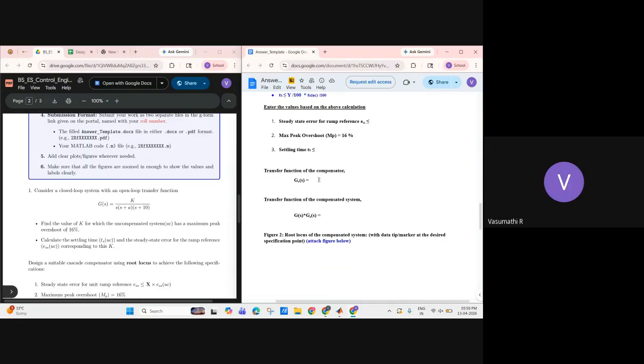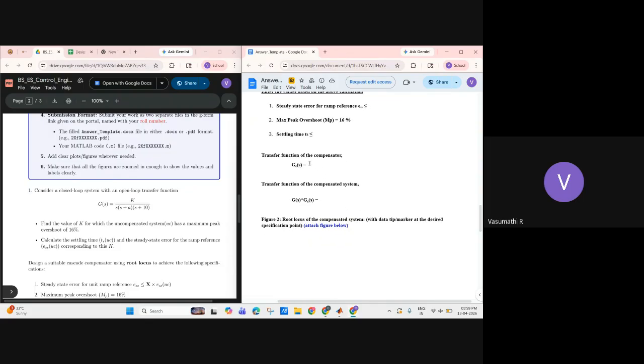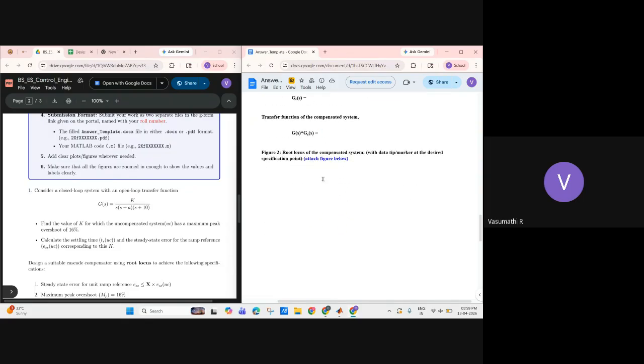Then you design a compensator as per the explanation, or you can watch YouTube lectures, source videos, professors' videos are there, and design the transfer function of the compensator, and then your original transfer function into this transfer function. You write here, and this root locus is to be drawn for G into Gc, not only for G. It's a root locus of the compensated system, not for the compensator. So your root locus should be plotted for G into Gc.